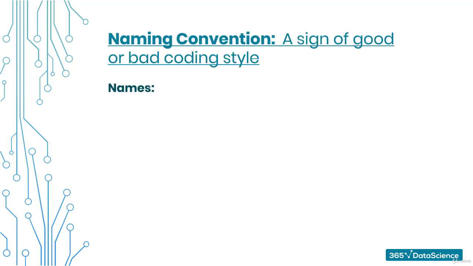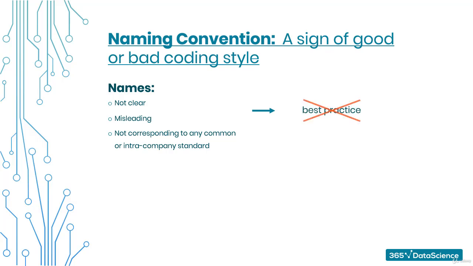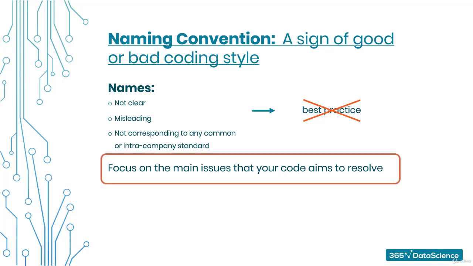If the names you use are not clear or are misleading, or if they don't correspond to any common or intra-company standard, this will not be accepted by your peers as best practice. Not only that, but these names might be so confusing that you may incite people to focus on the names you've used rather than on the main issues that your code aims to resolve. At the end of the day, don't forget that when you code, you always want to show that you are a highly skilled professional. You can't allow yourself not to stick to best practices.